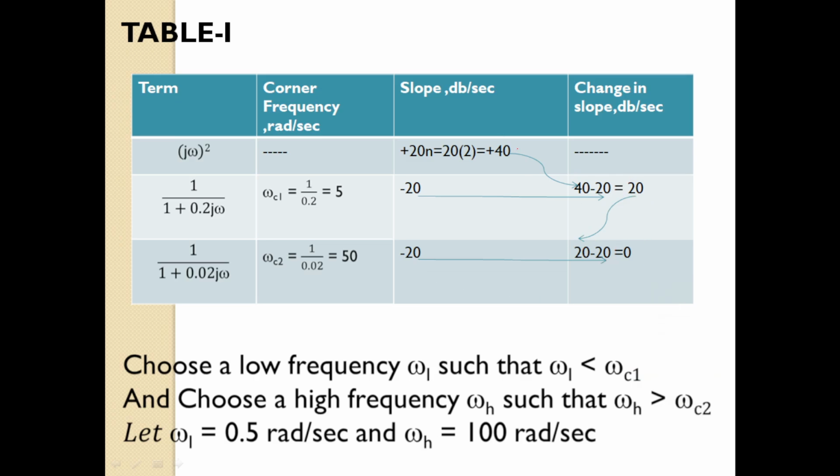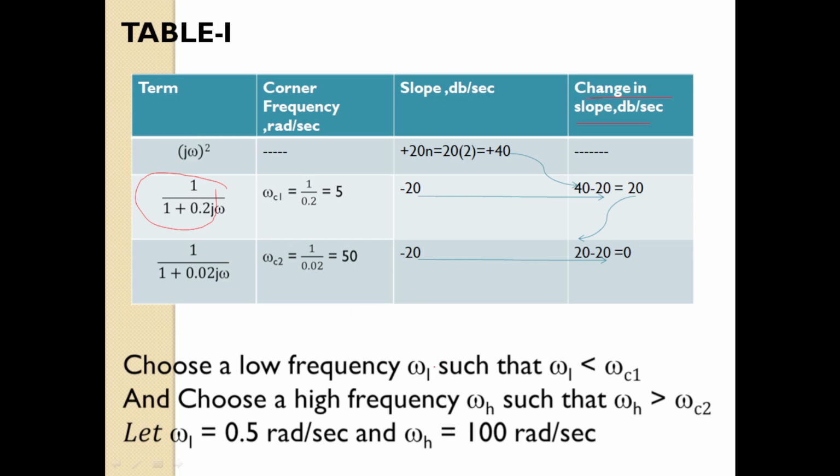So for the first term, there will be nothing for change in the slope. For the second term, what you have to do is write down the slope of the first term and add it with the slope of the second term. 40 minus 20, you will get 20. Write down this change in the slope of the second term in the third row, and add it with the slope of the third term. If you add it, you will get 0 here.